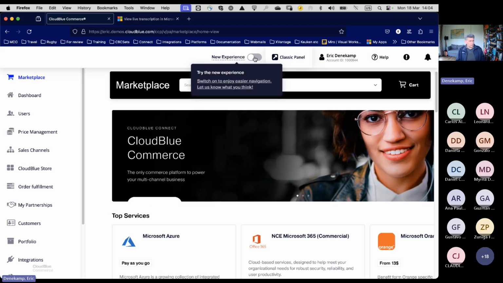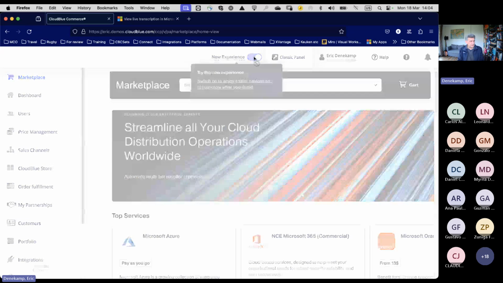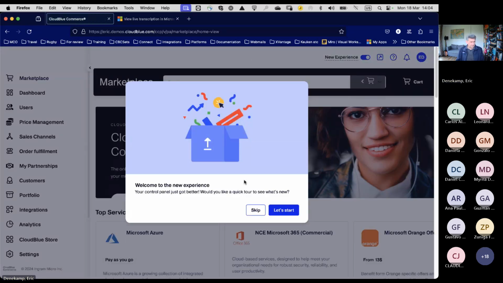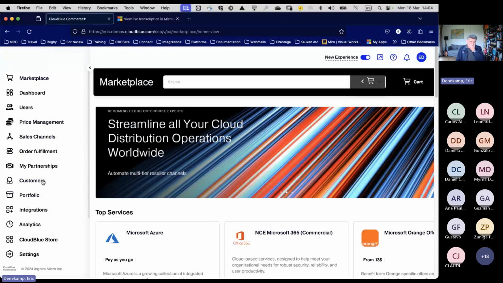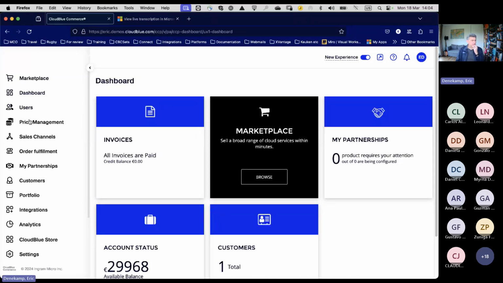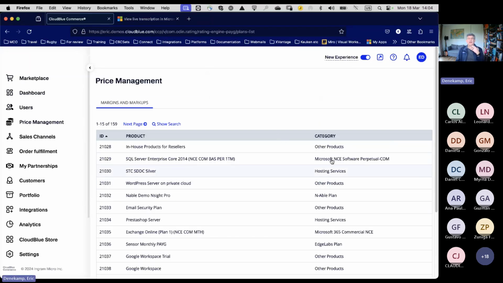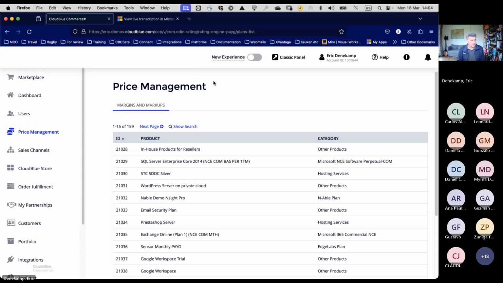Since version 21, we have something that is called the new experience. It changes the look and feel a little bit. There is a tour around it. I'm going to skip it for now. You see that the graphics are a little bit different. The idea behind the new experience is that it is loading a little bit faster. We use a different technology that takes less time to process. However, not all products have converted to that new experience yet. So it is a choice that we give you to look at.